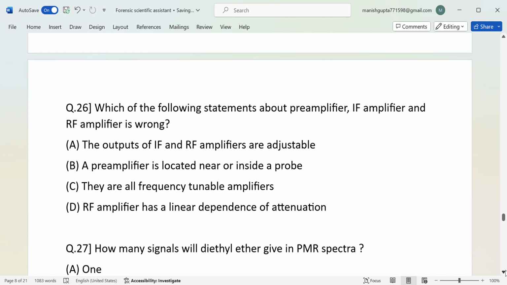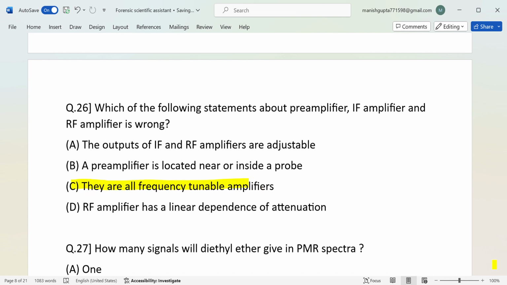Now question number 26. Which of the following statements about preamplifier, IF amplifiers and RF amplifier is wrong? Option A, the outputs of IF and RF amplifiers are adjustable. Option B, a preamplifier is located near or inside a probe. Option C, they are all frequency tunable amplifiers. So option C is correct.